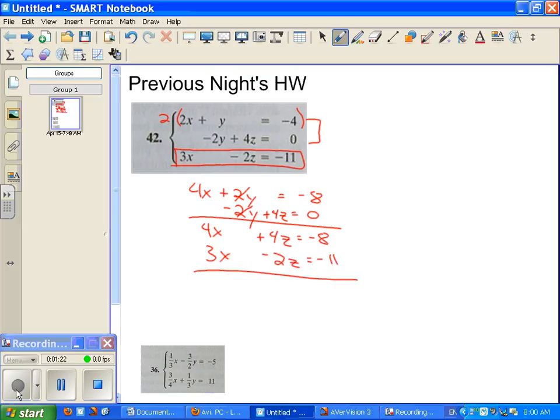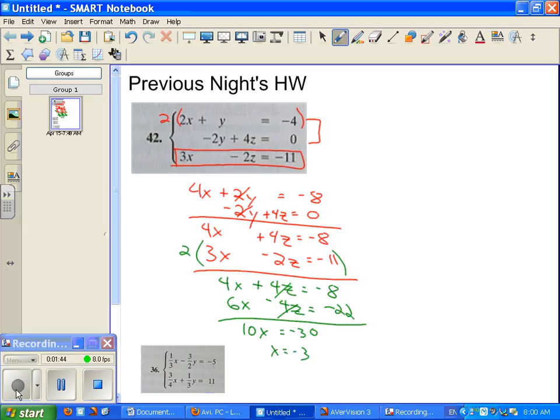And now I need to eliminate another variable. I still had all three variables after I put two together. Alright, so this one I'll get 6x minus 4z equals negative 22. So when I add down these cancel, I'll get 10x equals negative 30. So x has to be negative 3.